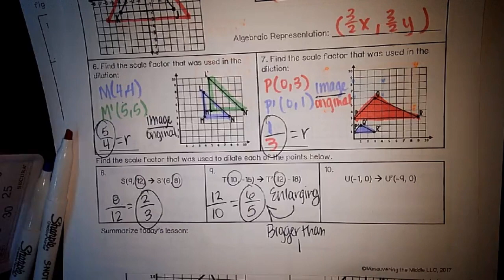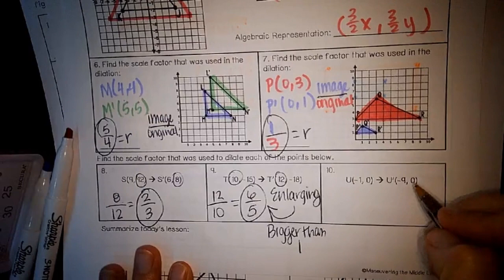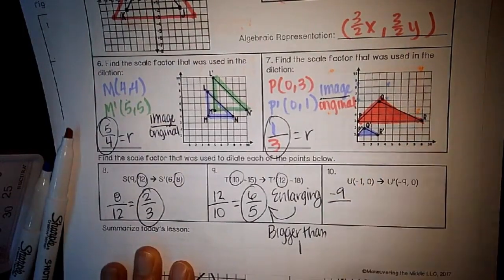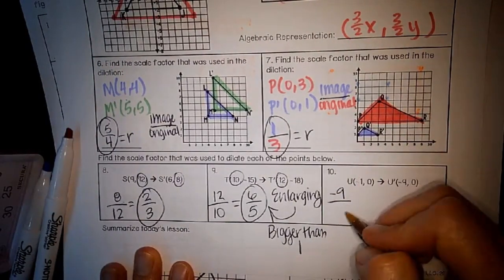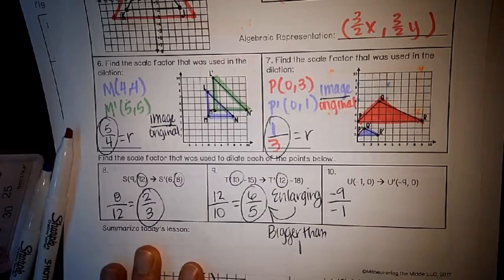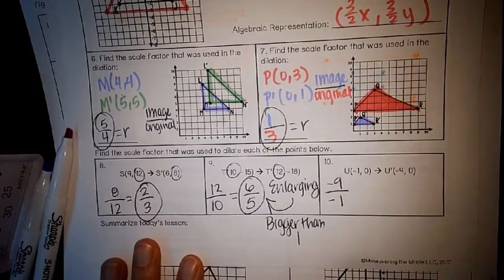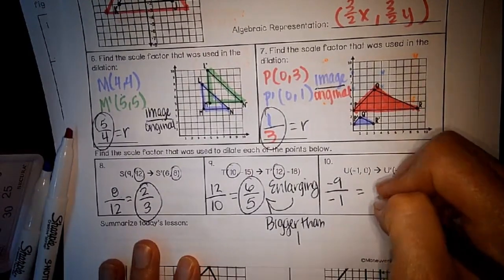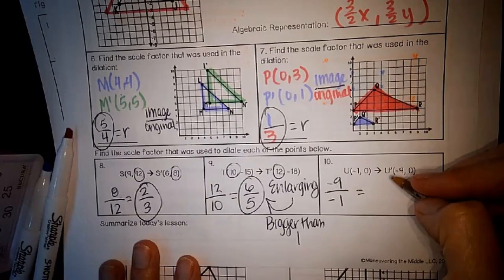Okay, so we're going to take our image, which is -9, divided by our original, which is -1. What's -9 divided by -1? A negative divided by a negative is a positive. So what's my answer? 9.